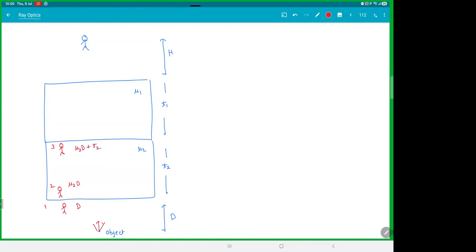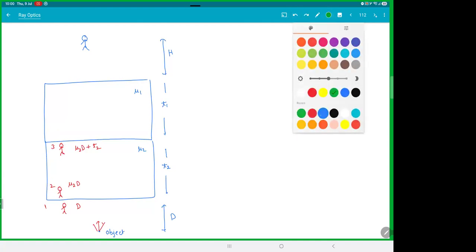Is that making sense? That formula is applicable only when you cross the medium. If you're traveling in the same medium, you just keep adding the distance. Are you clear with this? So if you ask the observer 2 and 3, where is the object? You know what they will say? They will say the object is inside mu2. They will think the object is in mu2.